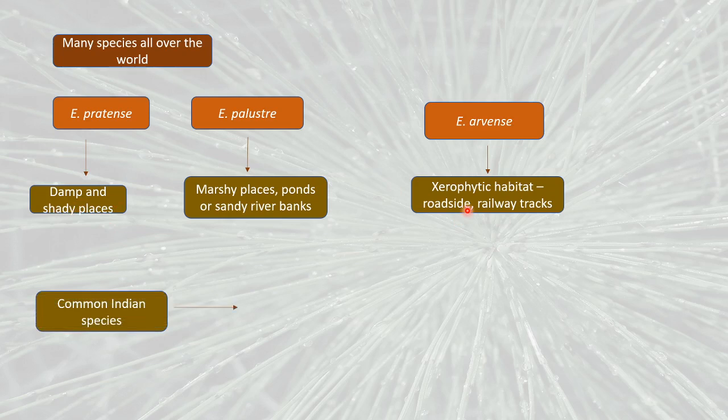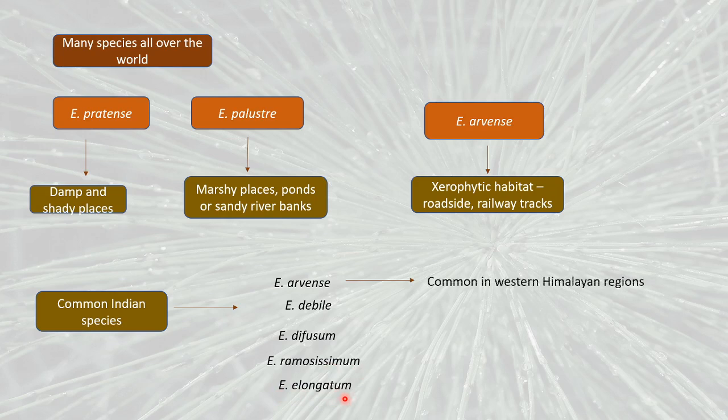Some of the common Indian species that we need to know are Equisetum arvense, Equisetum debile, Equisetum diffusum, Equisetum ramosissimum, and Equisetum elongatum. Of these species, Equisetum arvense is common in western Himalayan regions, whereas Equisetum debile can be found in the plains along the river banks. So debile is a species belonging to the plains, whereas arvense is a species belonging to western Himalayan regions, right?